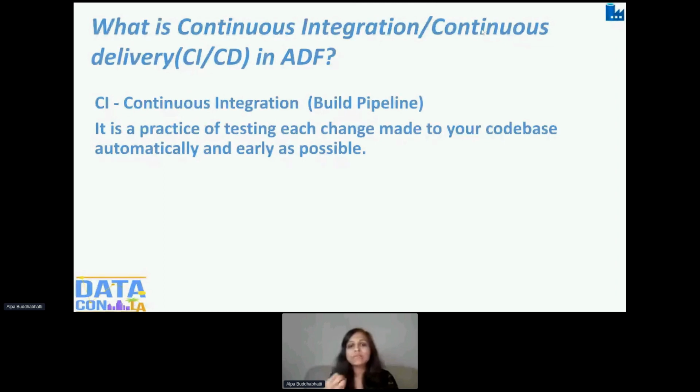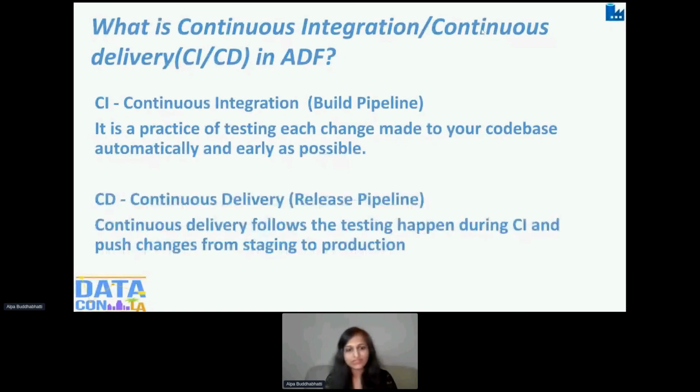So based on the build pipeline, it generates the build artifacts, and it's used by continuous delivery, which is the next step. We also call it the release pipeline. The release pipeline will release your dev Azure Data Factory into different environments, like different staging environments, very quickly. So these are the continuous integration areas.